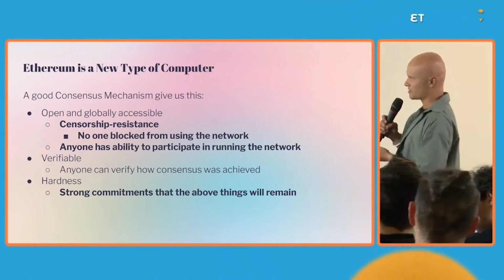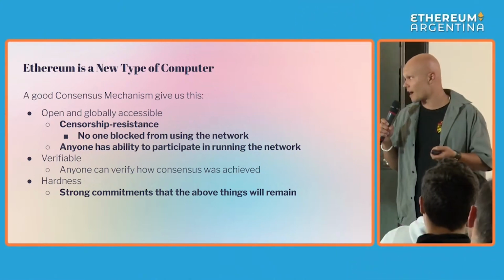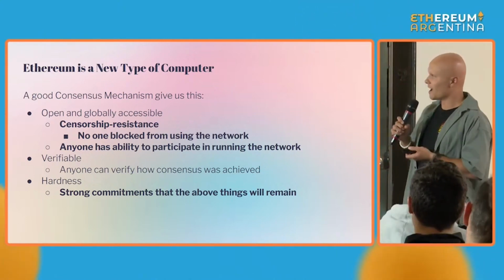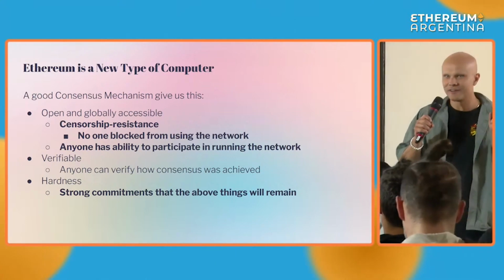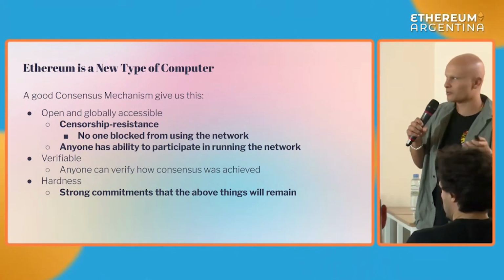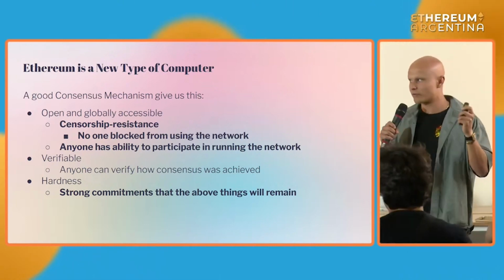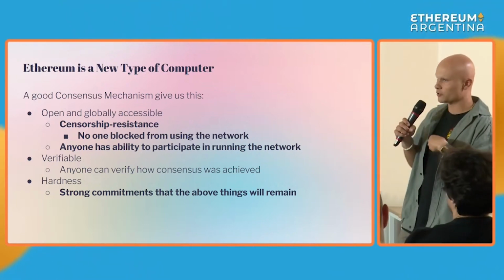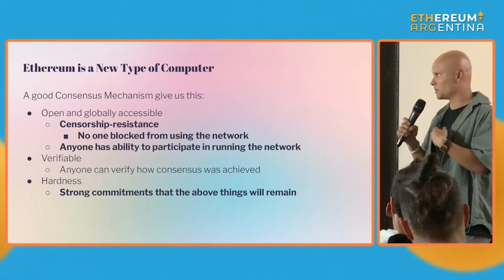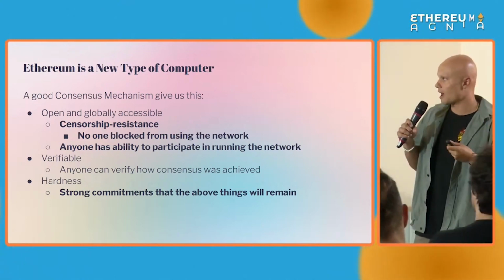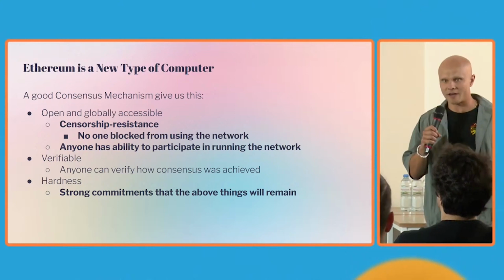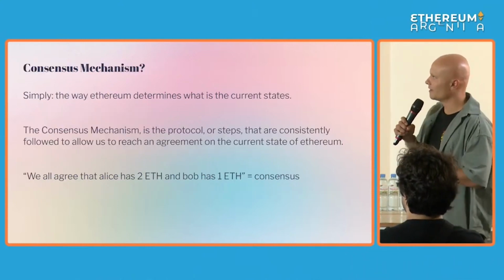Another property that a good consensus mechanism gives us is that anyone can verify how consensus was achieved. And the third one is that with this good consensus mechanism, there's a strong commitment that the above things will remain true, that we will continue to be censorship resistant in the future, and that we will continue to be verifiable for anyone to verify the current state.